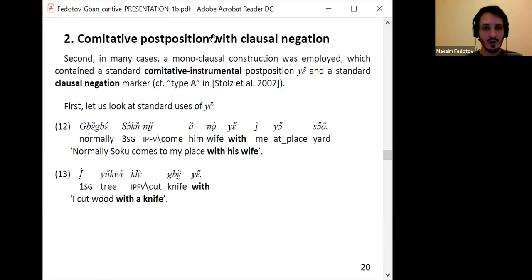And first of all, let's look at standard non-caritive uses of yeah. So here we have two examples of yeah in the comitative proper use, companion use. In 12, normally Soku comes to my place with his wife. So the wife is a secondary agent in this situation. And in 13, we see an instrumental use of yeah. I cut wood with a knife.